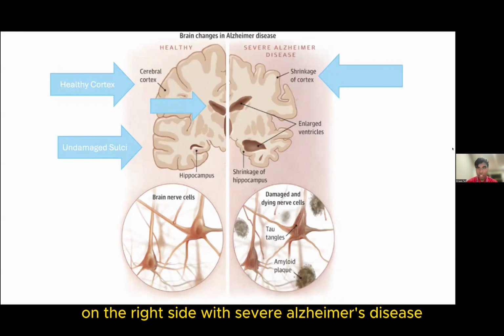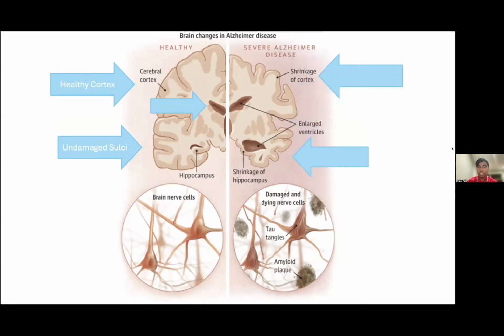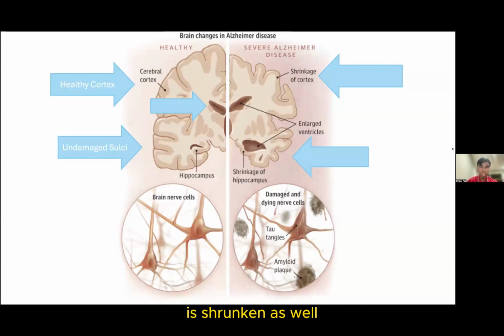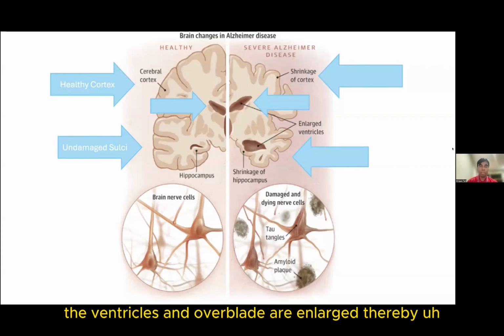On the right side, with severe Alzheimer's disease, you can see the cortex of the brain is shrunk, which means that any connections that were in that part of the brain are no longer working as intended, as they might have deformed or they might have disconnected entirely. Then the hippocampus, which is a major thing in your brain for decision making and also automated processes, is shrunken as well, meaning that that part of your function is also impaired. Finally, the ventricles in every brain are enlarged, which pushes out to the side any connections that you may have had there, once again impairing function.